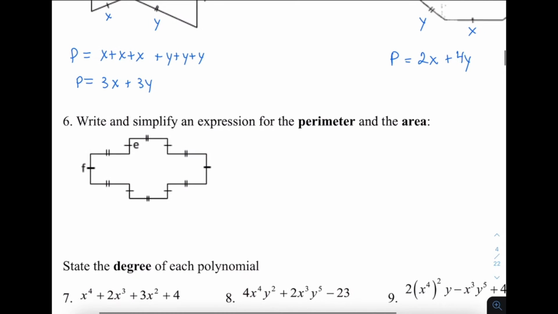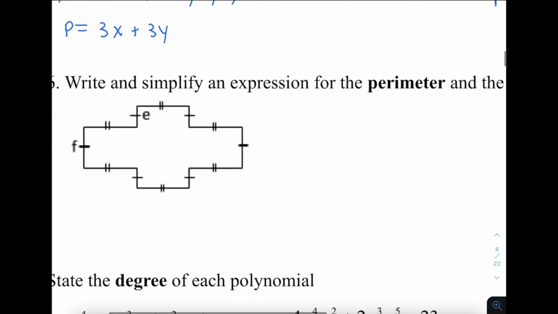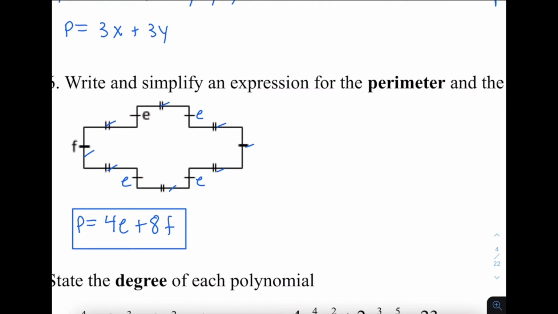Write and simplify an expression for both the perimeter and the area. Okay, so the perimeter isn't so bad. So all the length 1 dashes are e. Okay, so I know that my perimeter is going to be 4 e's, and then I have 1, 2, 3, 4, 5, 6, 7, 8 f's. So it's 4e plus 8f.